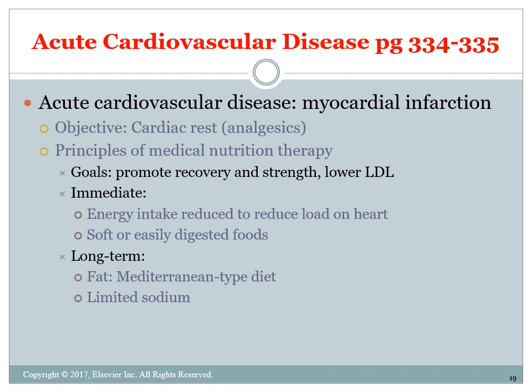We want it lower. So immediate energy intake reduced to reduce load on the heart. So I mentioned that we want to reduce that energy intake. That way the heart has less stress and less work to do. We want soft or easily digested foods. So this is not the time for a big T-bone steak or anything like that. We want less work on the heart, less work on the body. So we want soft and easy to digest foods.